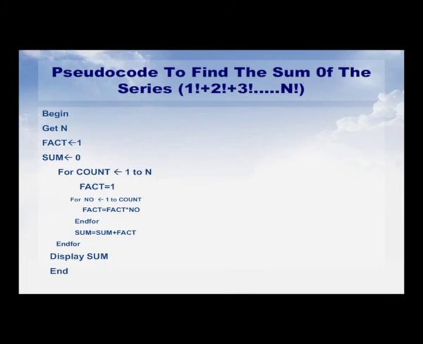Now here you can see there are two for loops. The outer for loop computes the sum, and the inner for loop computes the factorial. Together, these two for constructs are nested structures. Finally, when you exit both the for constructs, you end up displaying the sum of factorials.